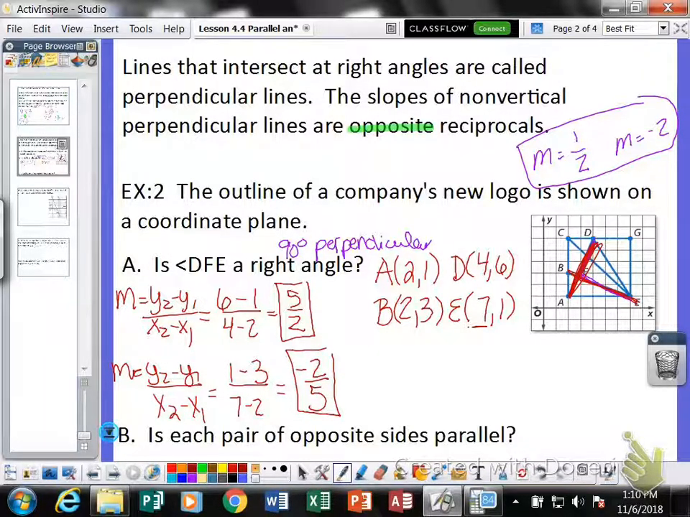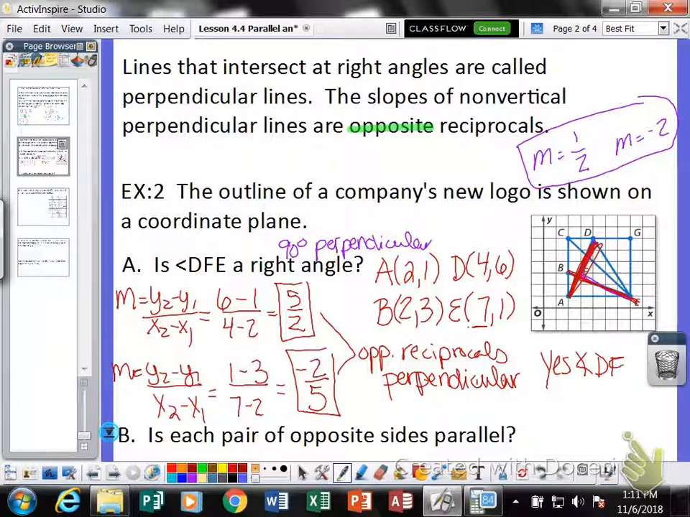So 5 halves and negative 2/5. Are they opposite reciprocals? Yes, these are opposite reciprocals. So because they're opposite reciprocals, they are perpendicular. And we know that perpendicular means right angles. So is angle DEF a right angle? Yes. Angle DEF is a right angle because the lines are perpendicular.